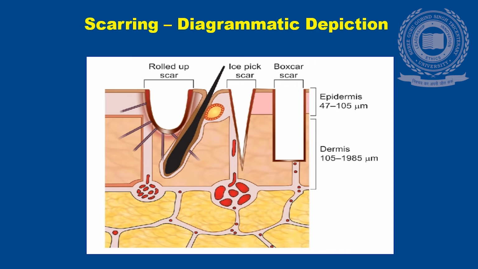The scars in acne can be divided into three types. We can have a rolled scar, we can have an ice pick scar, and we can have a box scar. As we can see, the ice pick scar, which is the least in the width, is the deepest in depth. The box scar is quite wide and quite deep, whereas the rolled scar is very superficial, going just to the level of upper dermis, whereas it is quite broad in its width.